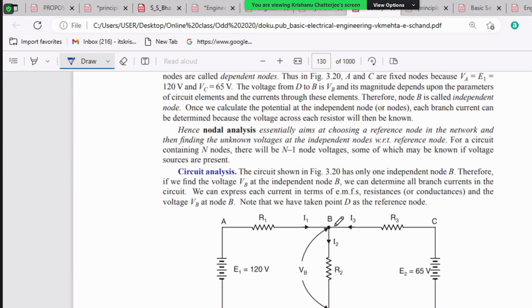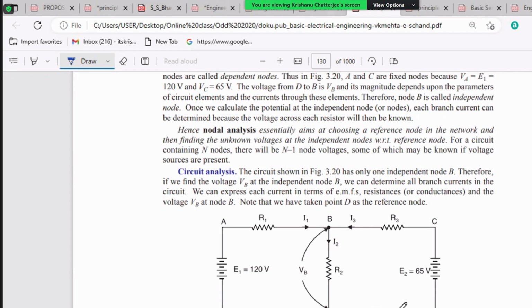Okay, so the nodes whose voltages we don't know are the independent nodes, and these are the dependent nodes. And one node we take to be the reference node, say 0 voltage. In general the reference node is the bottom line, where no resistances are there.